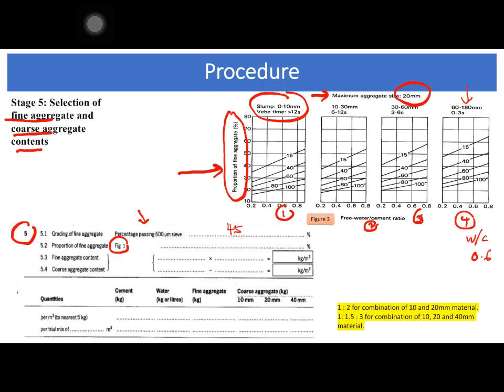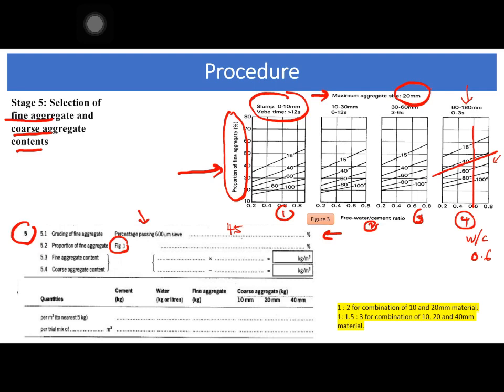So what is the proportion for this fine aggregate? Now we need to plot. First, we need to plot the projections of 0.6. So this is 0.6, so you just make a line here, 0.6. And then this is the percentage passing, 45. So here 45 is around here, maybe 45, because in between 40 to 60 we have 50, right? Let's say here. So you need to project again to these proportions of fine aggregate.